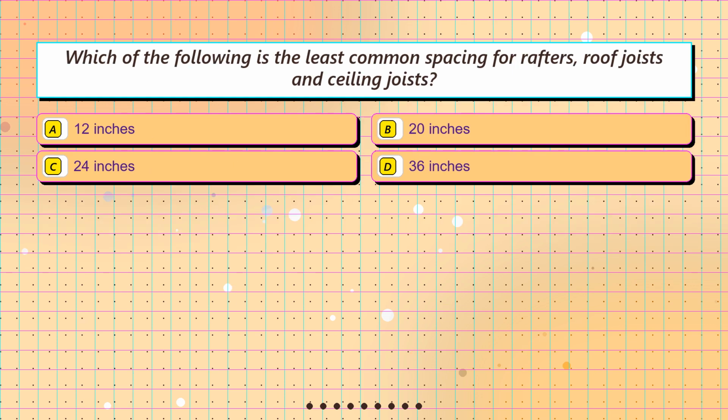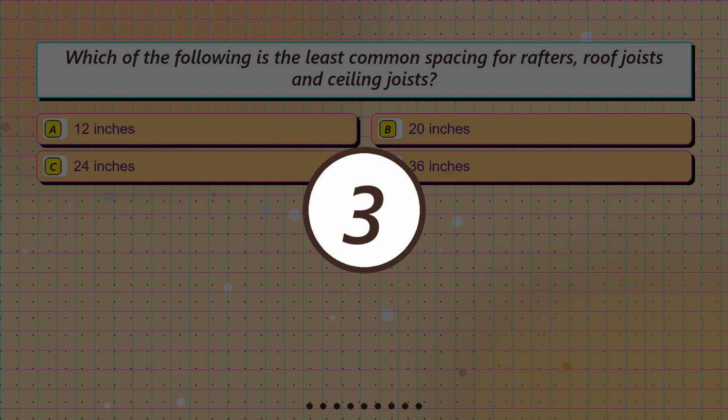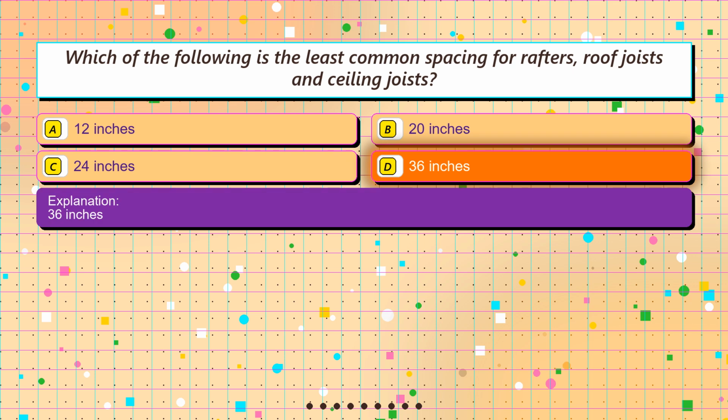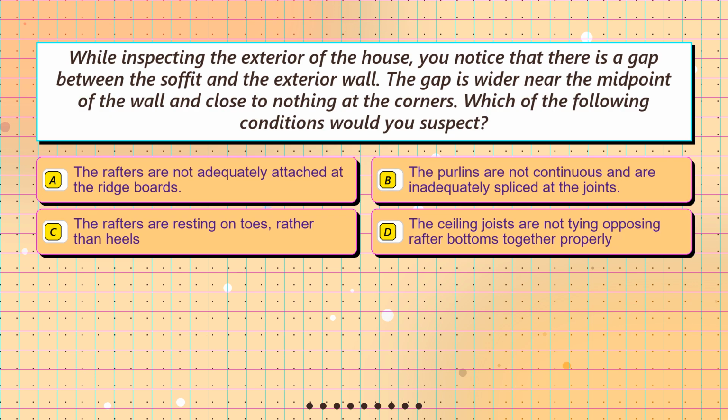Question 3. Which of the following is the least common spacing for rafters, roof joists and ceiling joists? Option A, 12 inches. Option B, 20 inches. Option C, 24 inches. Option D, 36 inches. The correct answer is option D, 36 inches.